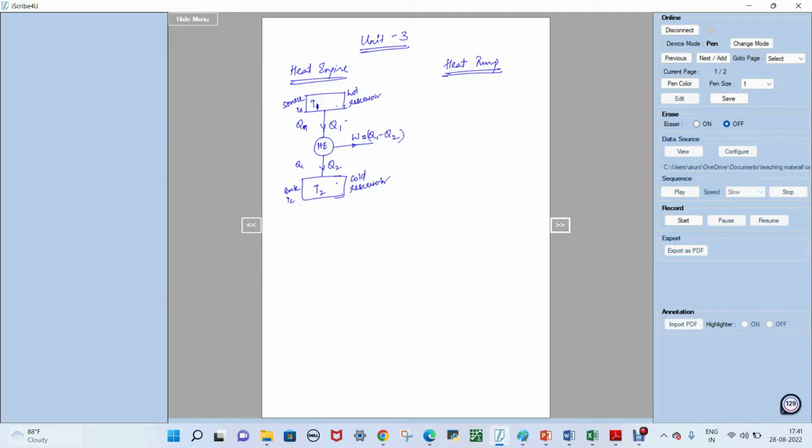Now the efficiency. You have W net equal to Q1 minus Q2. The efficiency of the heat engine is generally output by input; this is the general formula of an efficiency. The output is the mechanical work output, that is W net, and since this is a thermal engine, the input will always be the heat supplied. So this I could write as Q1 minus Q2 by Q1, which is equal to 1 minus Q2 by Q1. This is the thermal efficiency of a heat engine.